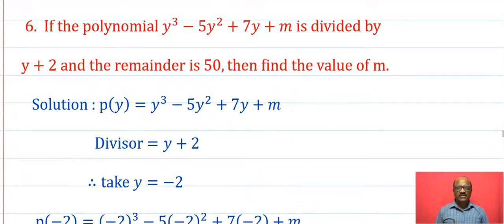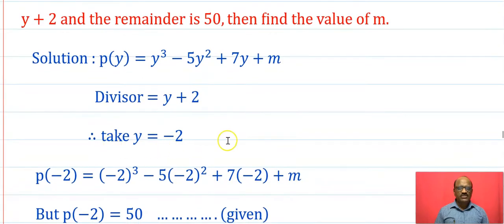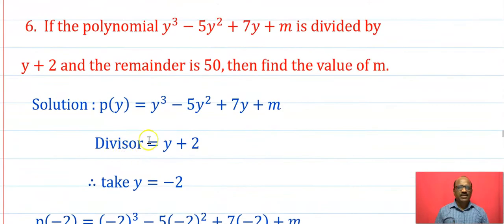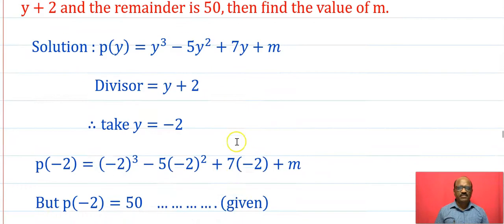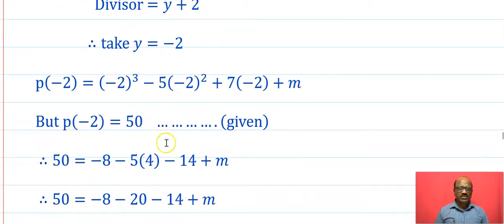Now the question number 6. If the polynomial y cube minus 5y square plus 7y plus m is divided by y plus 2 and the remainder is 50, then find the value of m. Again very simple. We write first of all this polynomial, P of y is equals to y cube minus 5y square plus 7y plus m. Divisor is y plus 2. Take y is equals to minus 2. Therefore p of minus 2 is equals to minus 2 cube minus 5 into minus 2 square plus 7 into minus 2 plus m. But we have given that the value of that polynomial, that is the remainder, is 50. That is, p of minus 2 is equals to 50, which is given.